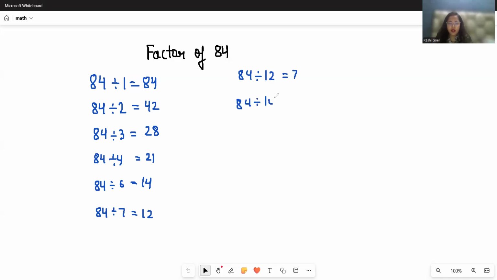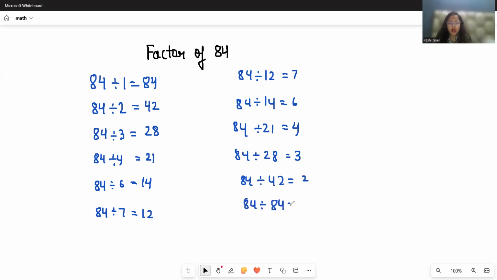84 divided by 14 gives 6. 84 divided by 21 gives 4. 84 divided by 28 gives 3. 84 divided by 42 gives 2. 84 divided by 84 gives 1.